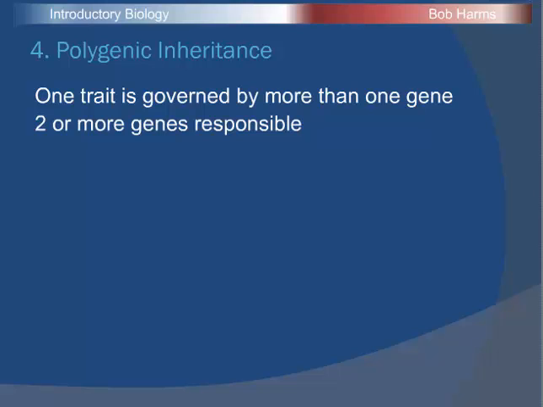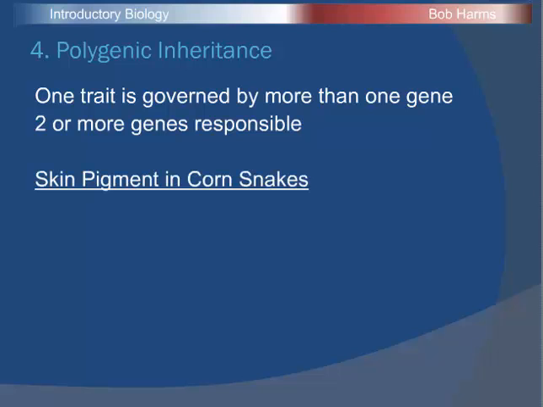A really nice example of a polygenic inheritance of 2 genes working together is skin pigment in a type of snake called a corn snake, which is a common snake throughout the Midwest, the very western part of Missouri, and throughout Kansas and a lot of the central plains. Corn snakes have 2 main colors or pigments in their skin. One is orange, so we'll call that the O for the orange gene. This is a Mendelian trait. It has two alleles, a dominant and a recessive.